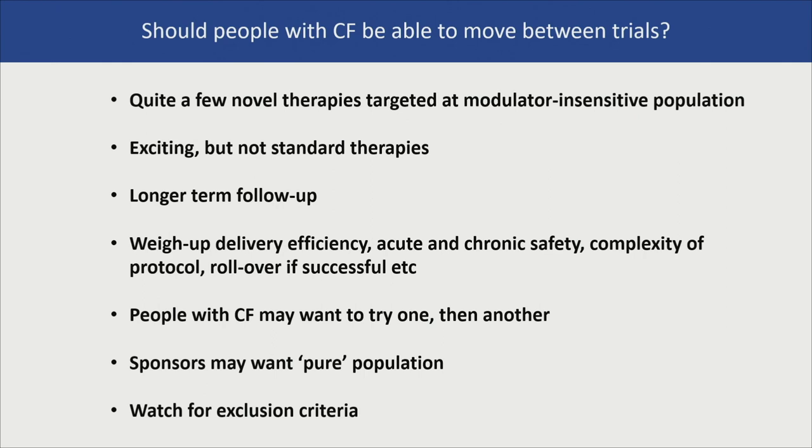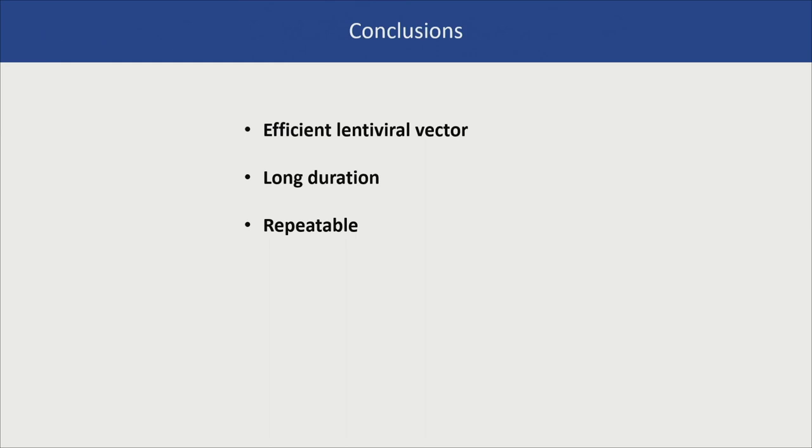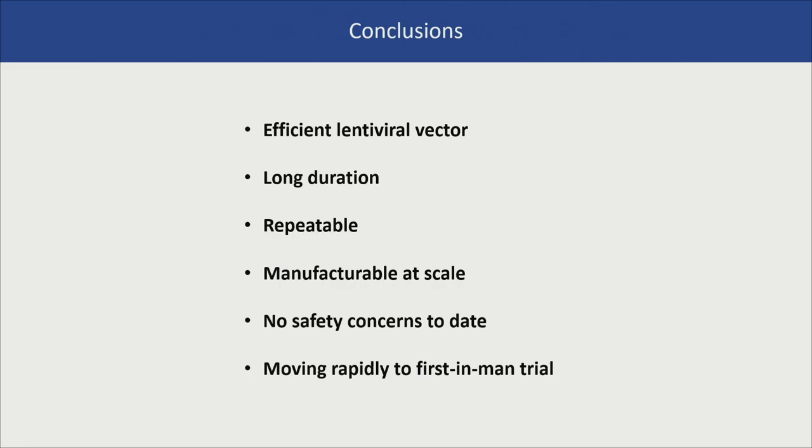So at that point, I just want to conclude and say, I think we have a fairly efficient virus. It gives long-lasting expression. It's repeatable. It's manufactured at scale. We don't see any safety problems today. And we are moving rapidly to a first-in-man trial.